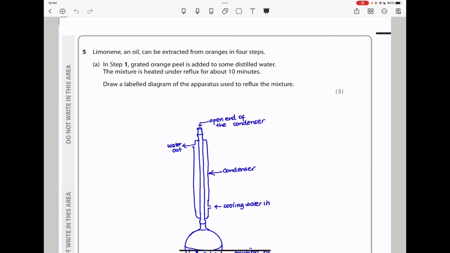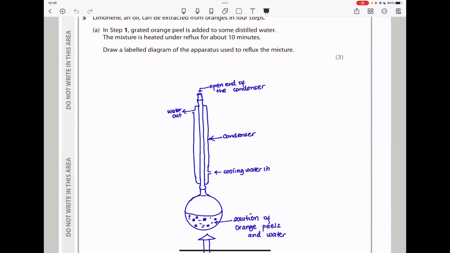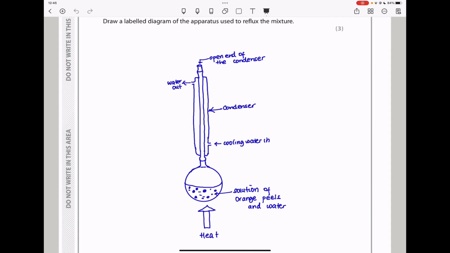Question 5, limonene, an oil, can be extracted from oranges in 4 steps. In step 1, grated orange peel is added to some distilled water. The mixture is heated under reflux for about 10 minutes. Draw a labelled diagram of the apparatus used to reflux the mixture. Here they wanted you to draw the refluxing condenser as well as the apparatus where the sample is heated.